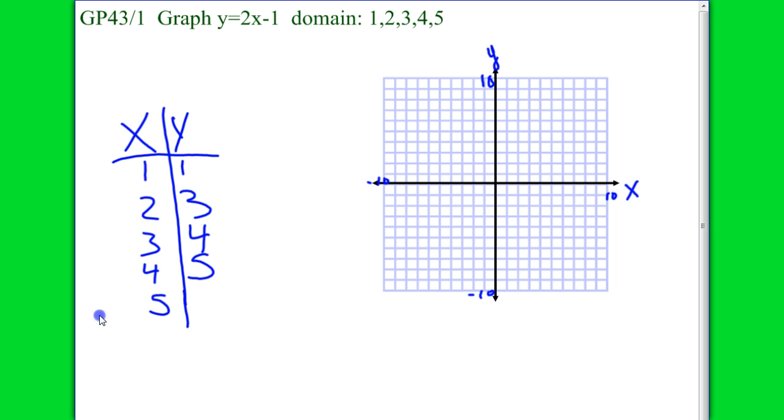Okay, let's back up to 3. When you input 3, 2 times 3 is? 6. And 6 minus 1 is? 5. There you go. Input 4. Think about it. Good. Yep, very good. Okay, so do you notice a pattern in this table, Ronnie?